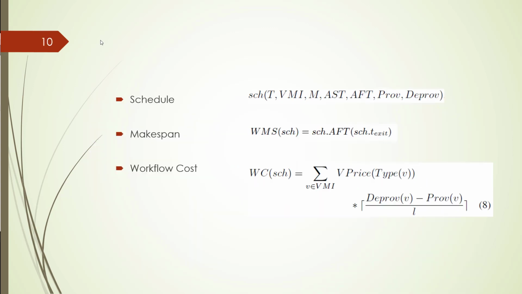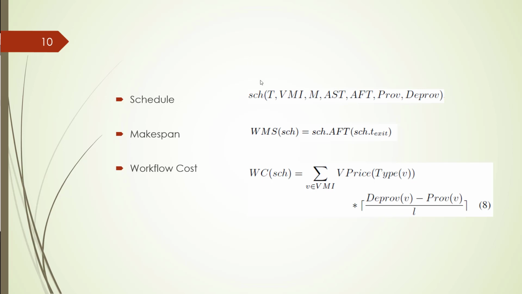So what is a schedule? The schedule is defined with T, V, a virtual machine instance, M, AST, AFT, provision, and deprovision. The T is the set of the tasks in a workflow W. Thus the T is equal to the WT in the previous slide. And the VMI is the set of the virtual machine instances in the C. Thus the virtual machine instance is equal to the C times the VMI.